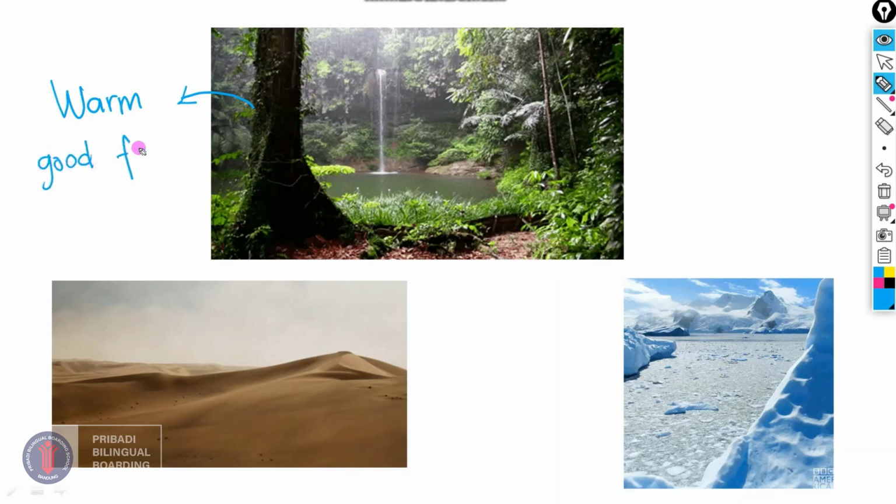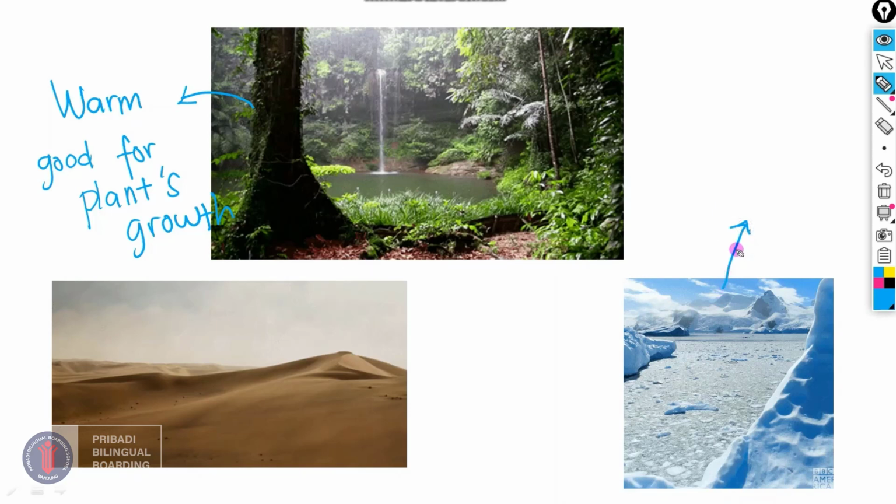Okay, so it is a perfect condition where there is enough sunlight, enough water, and enough warmth for the plants to grow. Okay, so here we can write good for plants growth. Then we also have two other conditions of the temperature. Let's talk about this one first.